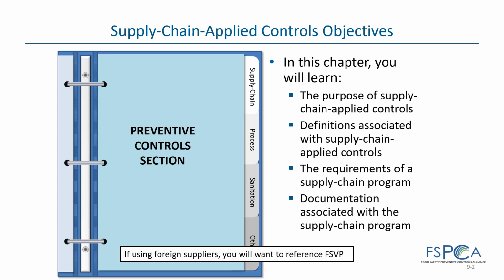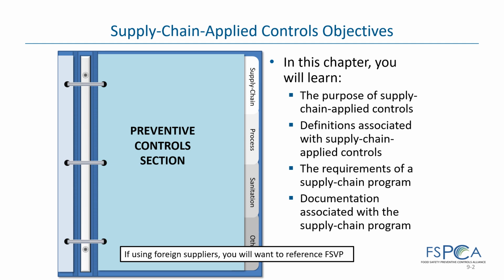Here are the objectives for this chapter. First and foremost, we're going to look at the purpose of a supply chain program and look at some definitions associated with the supply chain applied controls. We're going to look at what the regulation says is required of this supply chain program and what kind of documentation and records we need to keep as well.